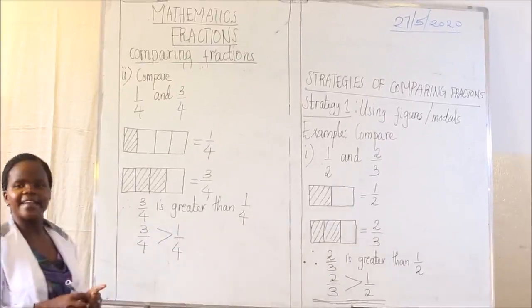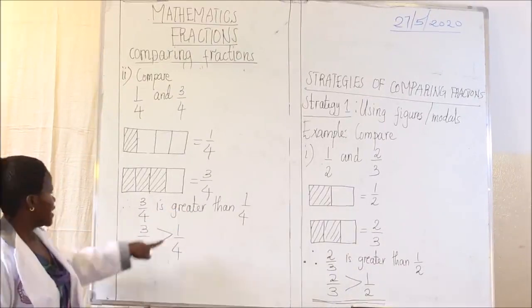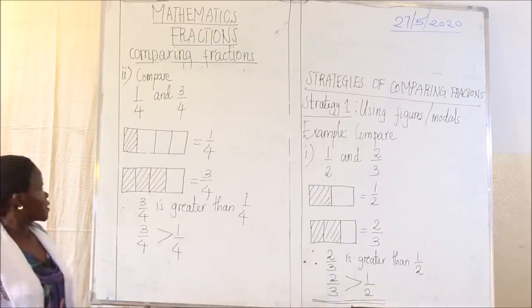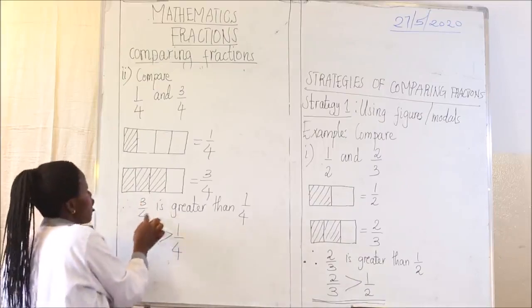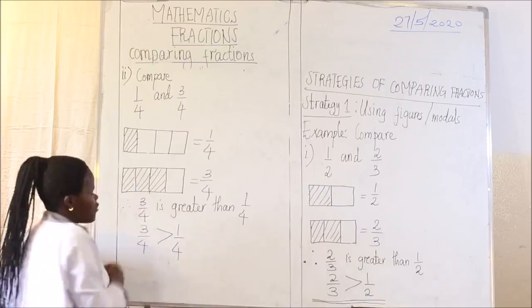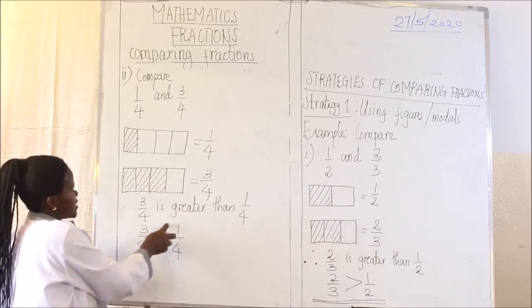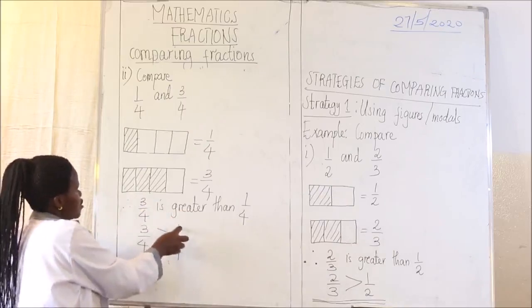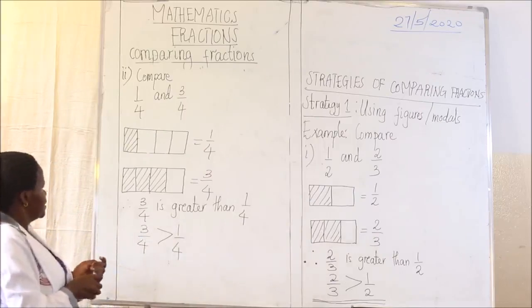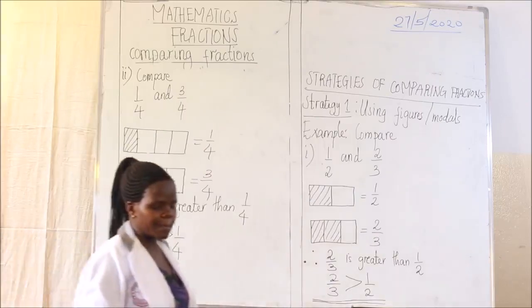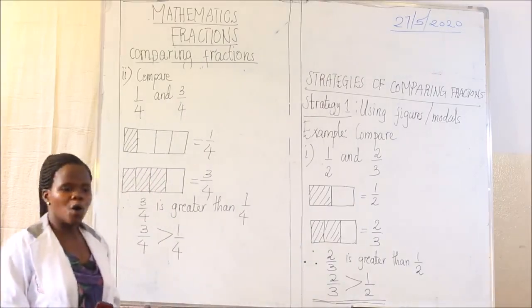But again, you can write this one in opposite. If we want to talk of less than, we want to use the sign of less, it means the numbers will interchange. Instead of writing 3/4 is greater, you will start with 1/4 is less than 3/4. So the sign here will change. 1/4 will come this way, the sign will change, and the 3/4 will be on this way. So this is how we are comparing fractions by using figures or models.